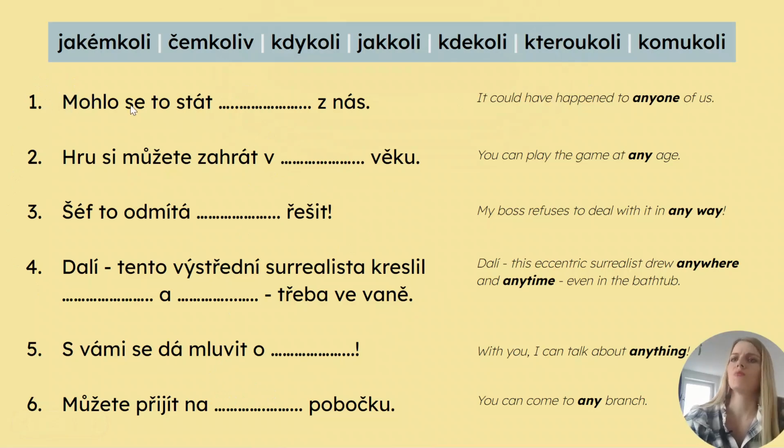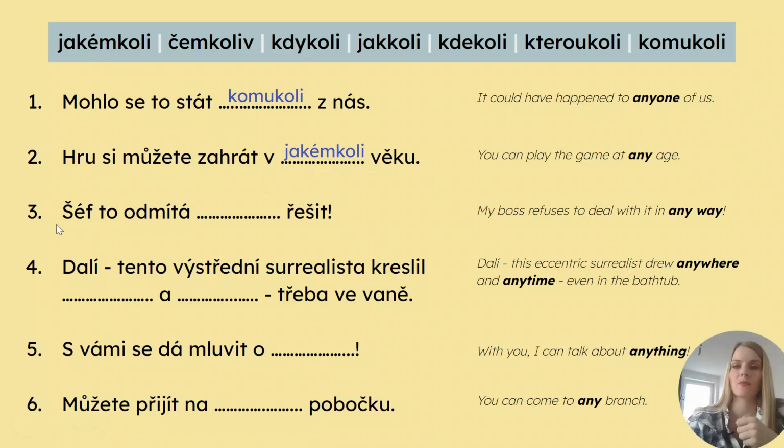Číslo 1. Mohlo se to stát komukoli z nás. Mohlo se to stát komukoli z nás. Because it happened to someone. That's the dative case. Komukoli. Číslo 2. Hru si můžete zahrát v jakémkoliv věku. At any age. So it is v jakémkoliv věku. This is the locative case.